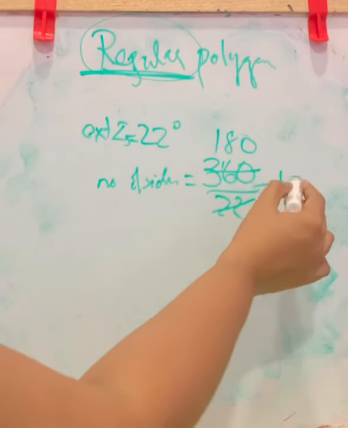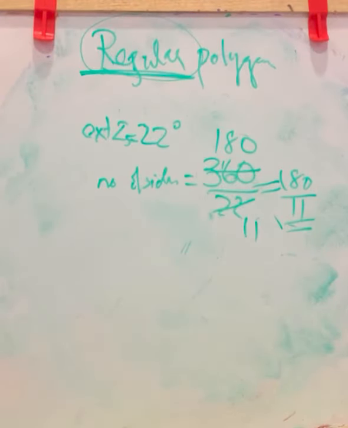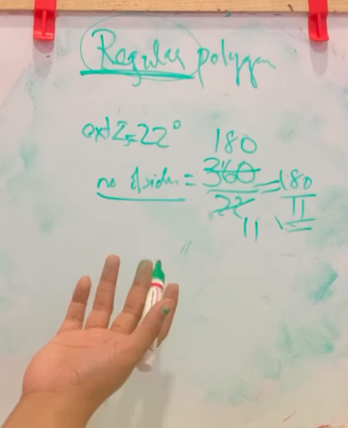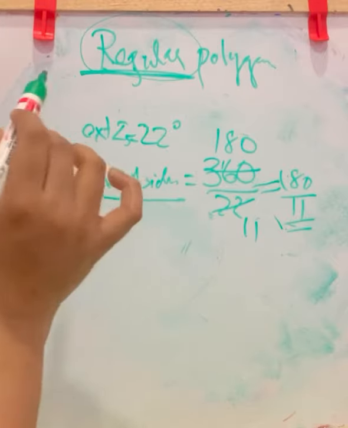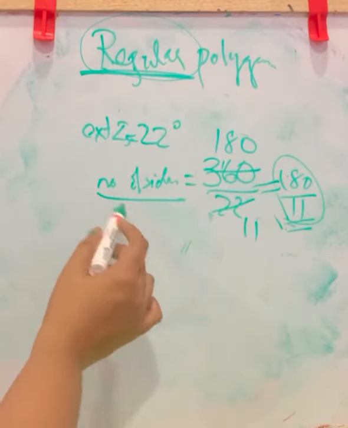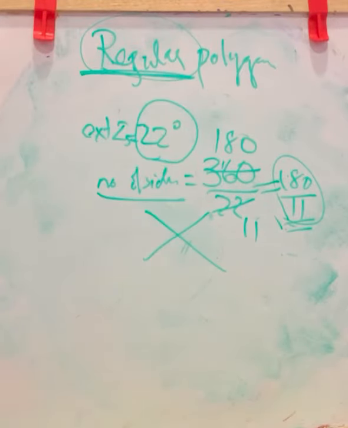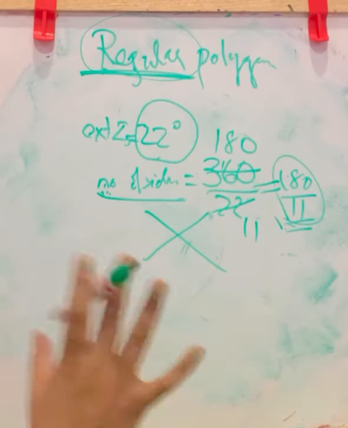Here, the least fraction is 180 by 11. We can't cut it anymore. So, for the number of sides, we got a fraction. We don't have the number of sides as a fraction. We have the number of sides as a whole number. We can count it. This is a fraction. So, this is not possible, to have 22 degree as an exterior angle. That is why we got a fraction here as the number of sides. Number of sides means it must be a whole number.